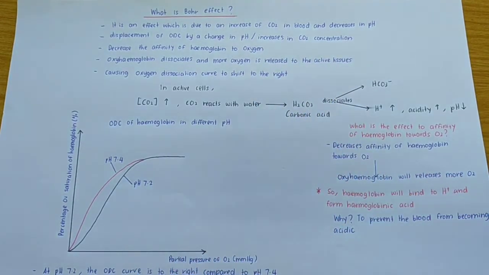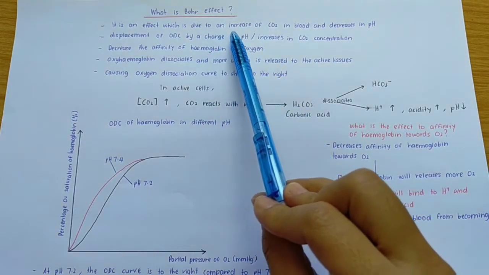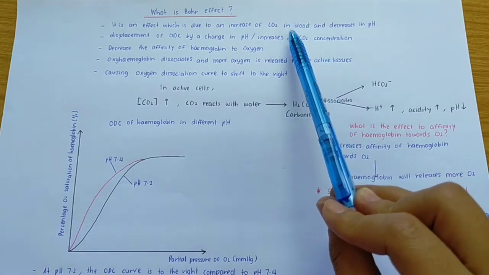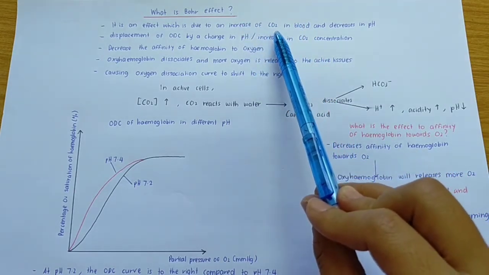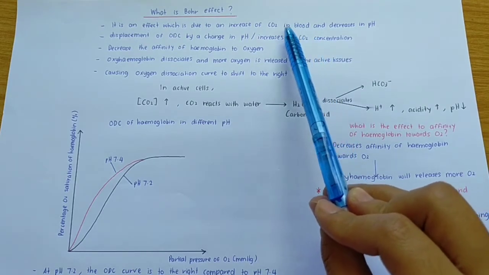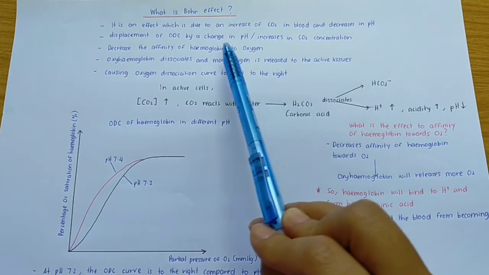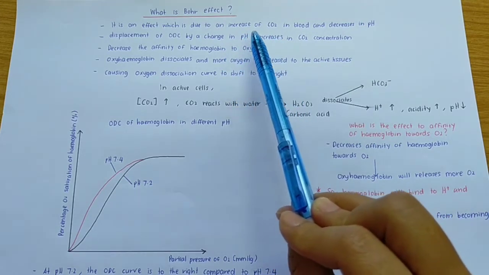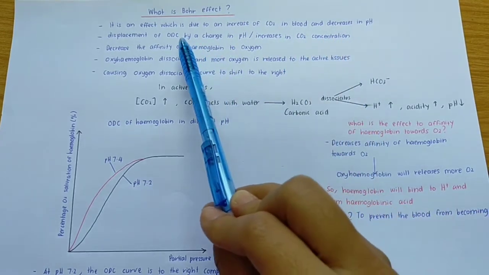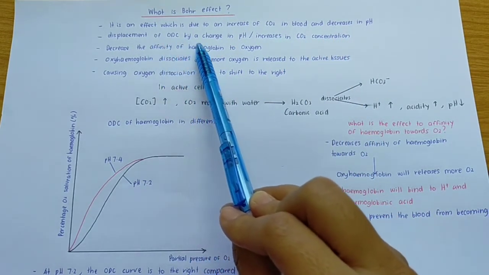Secara ringkas, bila berlakunya Bohr effect, dia adalah keadaan di mana bila sahaja berlakunya increasing of carbon dioxide in blood. So what is the relation? Kalau misalnya carbon dioxide tinggi, maksudnya hydrogen ion pun akan tinggi. So bila hydrogen ion tinggi, it will decrease the pH. So once pH decreases and there is an increase in carbon dioxide concentration, what happens to the oxygen dissociation curve? It will have displacement.